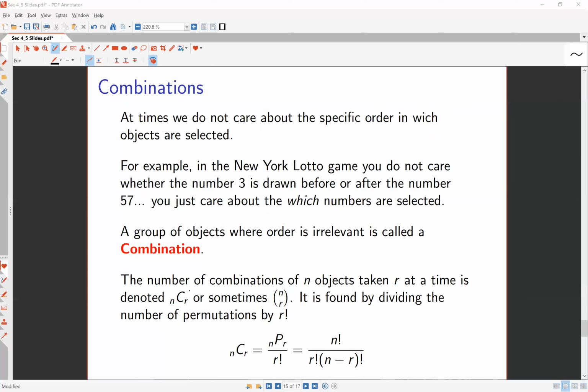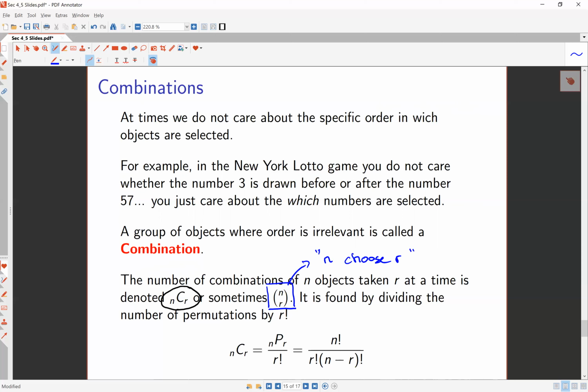And the notation we use for that most of the time is subscript N, capital C, subscript R, comparable to the permutation notation, just a C for combination now. But sometimes people will use parentheses and write the two numbers one on top of the other, almost like a fraction, except there's no horizontal line. It's just one number on top of the other. And that we sometimes read as N choose R. So in how many ways can we choose R objects out of a set of N?